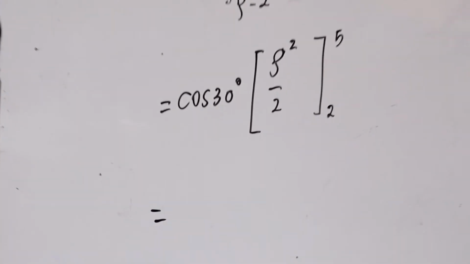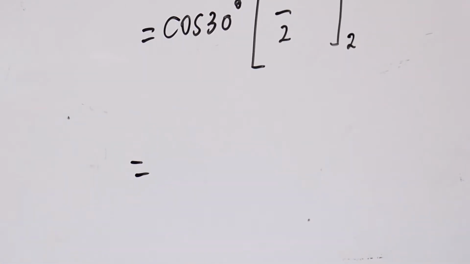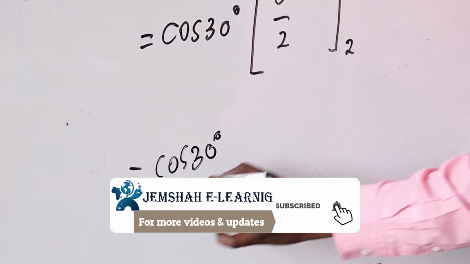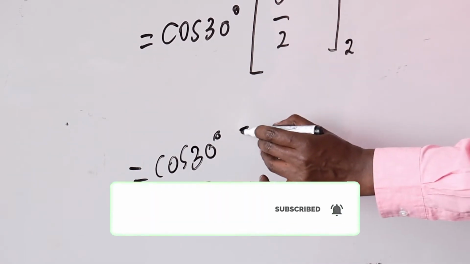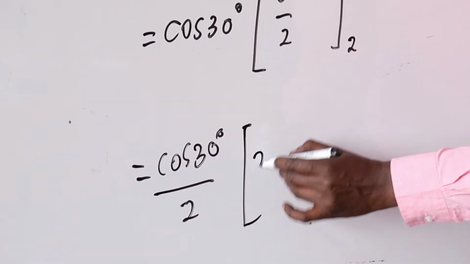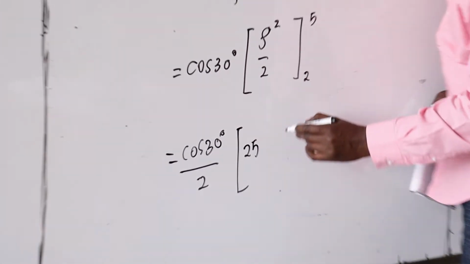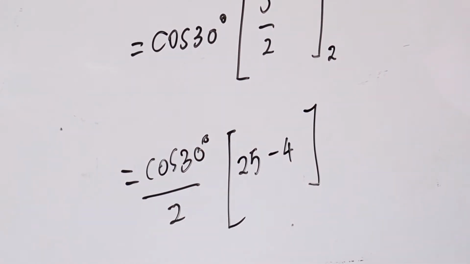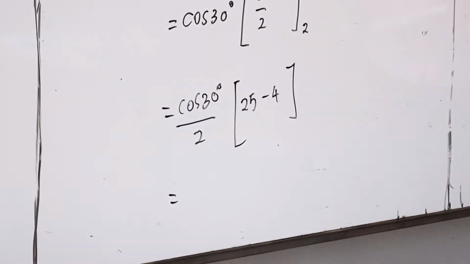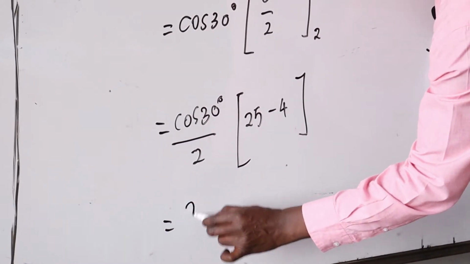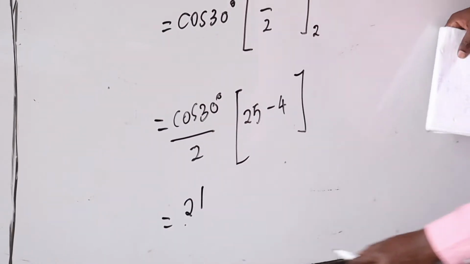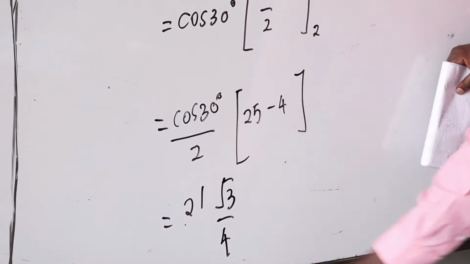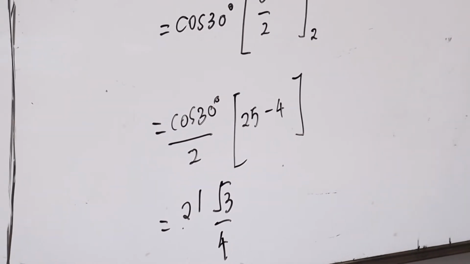And if we compute that, we'll have cos 30 degrees over 2. I've factored out the 2. Then this gives you 25, the upper limit, minus 4. If you simplify that further, we are going to get 21. This is 21 root 3 over 4, which is our answer if you compute that.